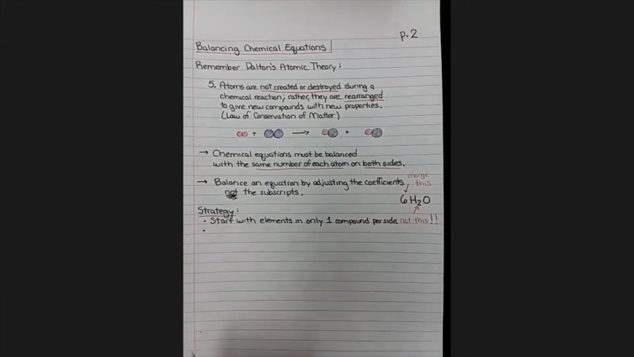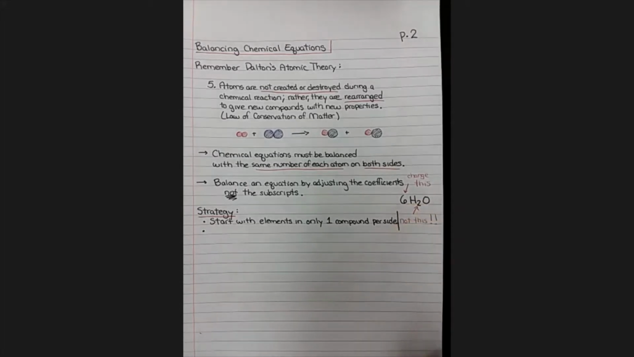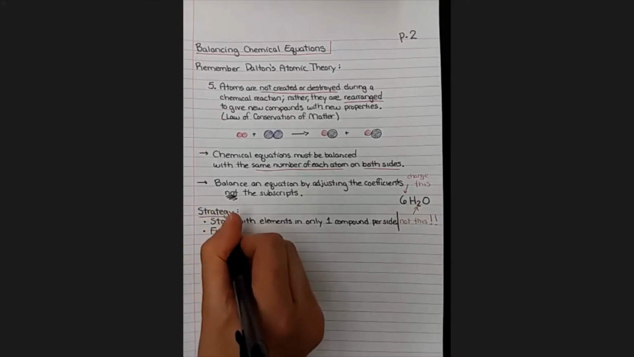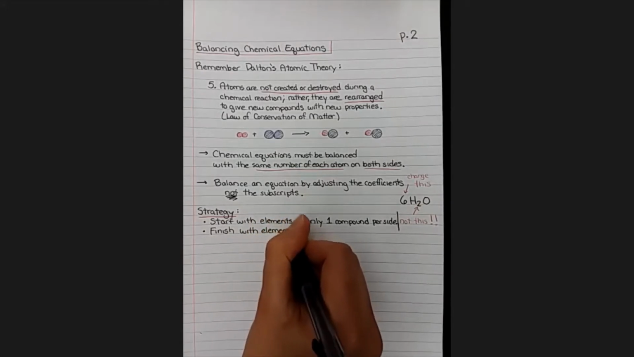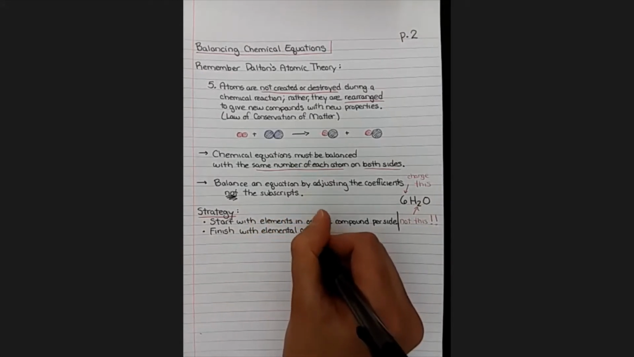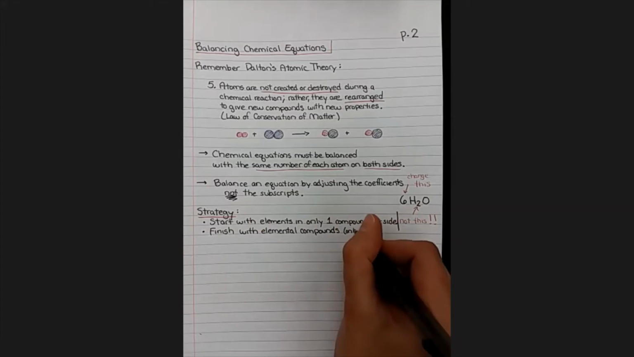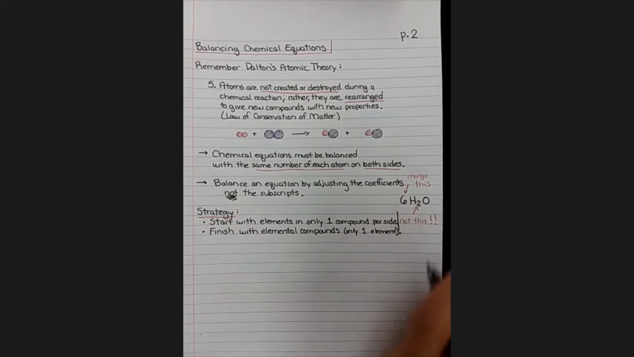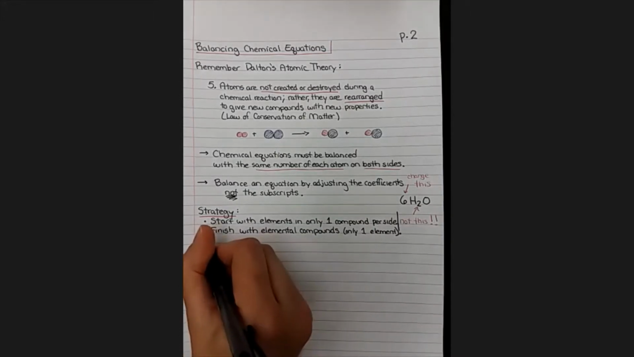So some sort of a compound that's in just one reactant molecule and one product molecule. And I'm going to draw a line because those are not connected. So start with those compounds and finish with any elemental compounds that you may have. Save those for last. Those are the ones with only one element. So if there's a compound with only one element, do that element last. And if there's compounds with elements that are in only one compound per side, do those first.